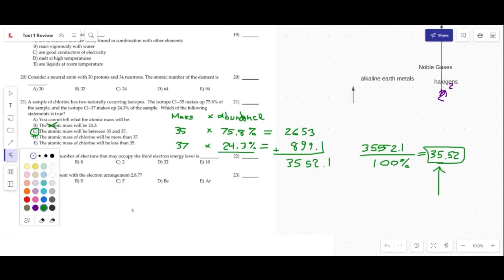Yeah, and the truth is, you don't even really need to calculate this because if there's only two isotopes, the average atomic mass is going to have to be somewhere in between those two masses, right? It can't be greater than 37. It can't be less than 35, because there's no single atom that has 35 or less, and there's no single atom that has more than 37. Aha. Okay. Yep. That makes sense.